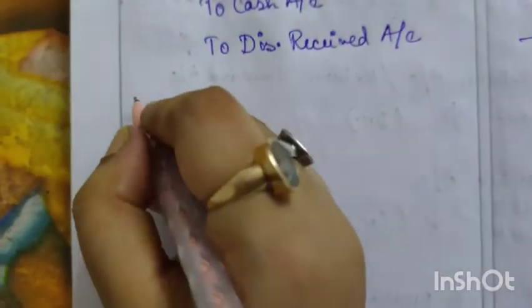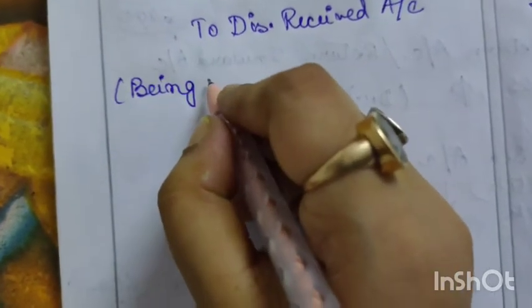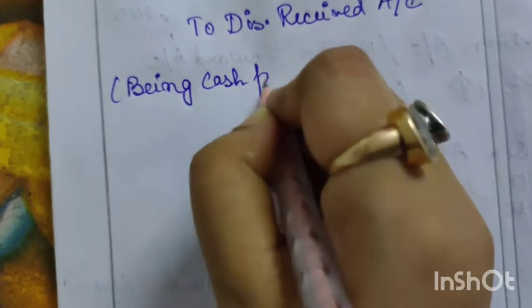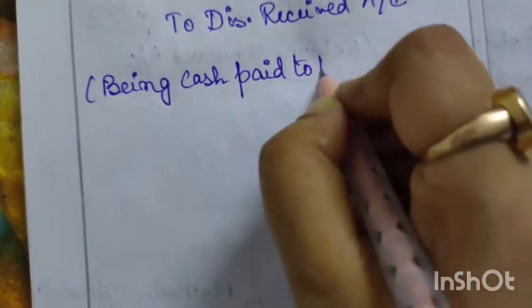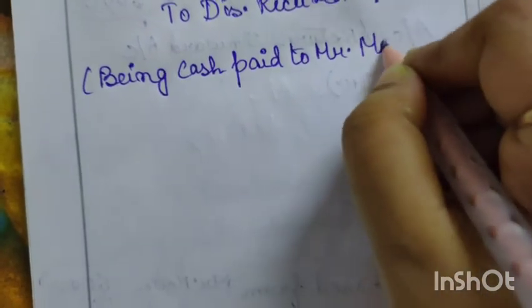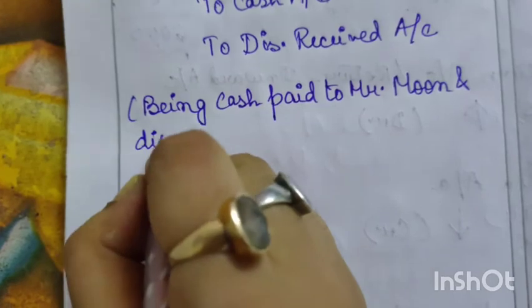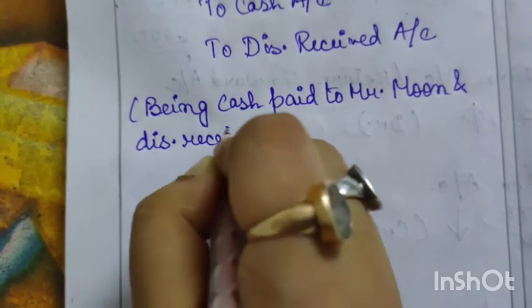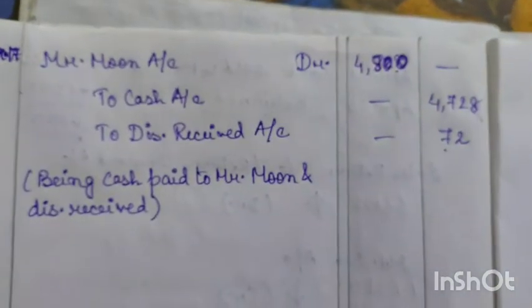Okay, now come to the narration. Being cash or amount paid to Mr. Moon and discount received. Okay, so this entry is done.